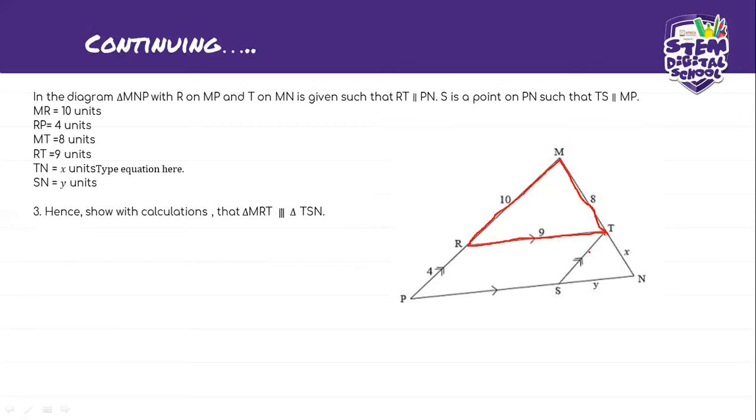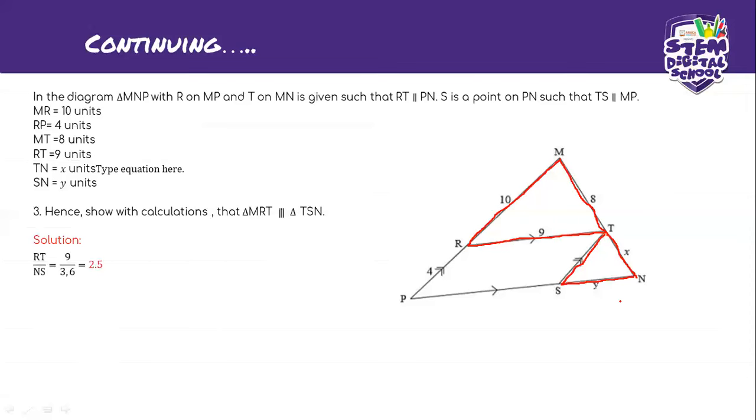TSN, all right. Now we are focusing on these two triangles. So we are going to show by means of calculation that these two triangles are similar, right? Now let's go and see how we determine that.